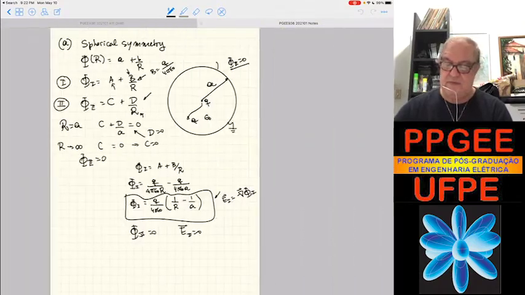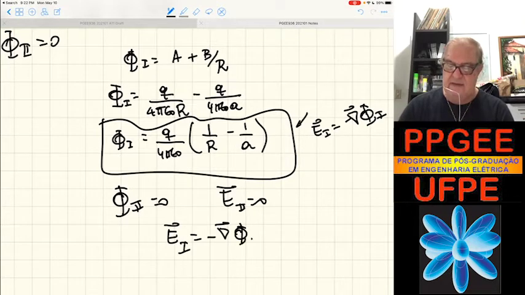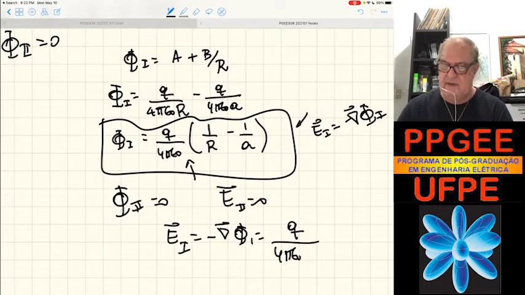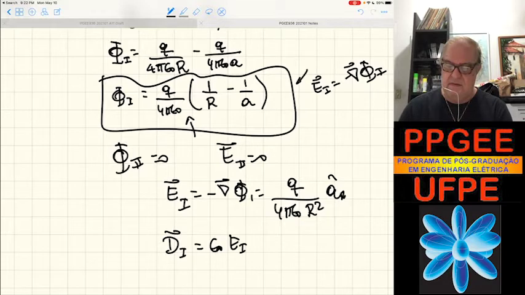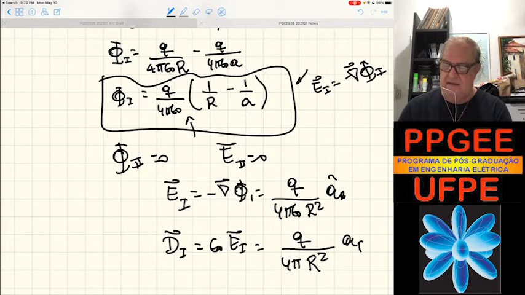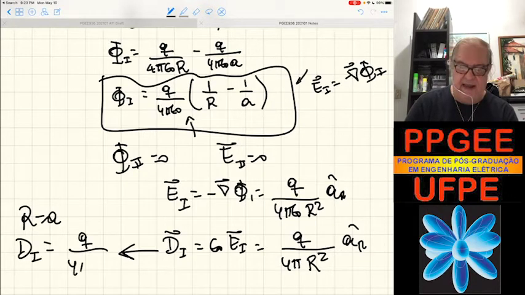So we know that E field equals minus gradient of phi, right? If you calculate the gradient, it's going to be Q over 4 pi epsilon 0 r squared a_r. And the D inside, the flux density vector, is epsilon 0 E1, which is Q over 4 pi r squared a_r, and at r equals a, D1 equals Q over 4 pi a squared.